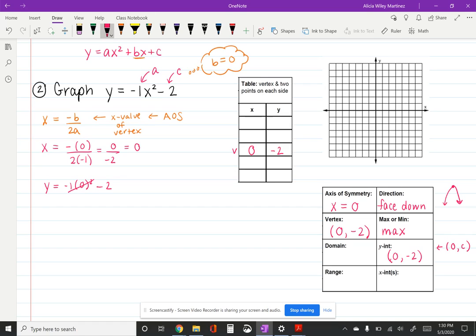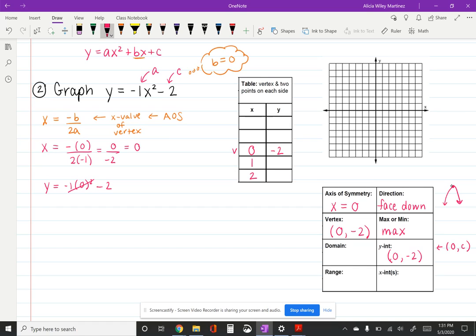And so then I'm going to pick two x values to either the right or the left of 0. I'm going to go with the values of 1 and 2. So again, you're finding the next two x values next to the x value of the vertex.